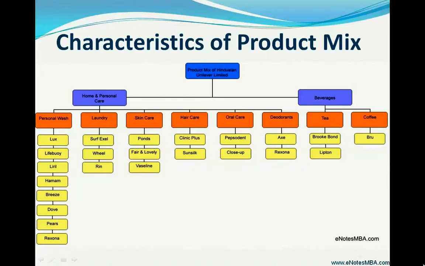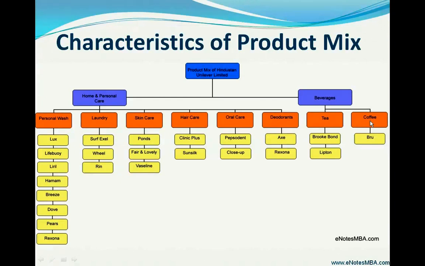The width of an organization's product mix pertains to the number of product lines that the organization is offering. For example, Hindustan Unilever offers wide width of its home care and personal care and beverages products. Width of HUL product mix includes personal wash, laundry, skin care, hair care, oral care, deodorants, tea, and coffee.